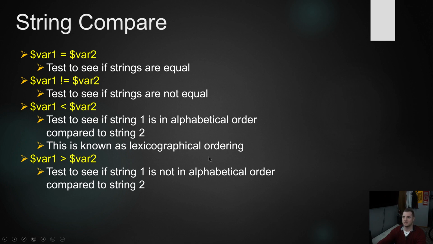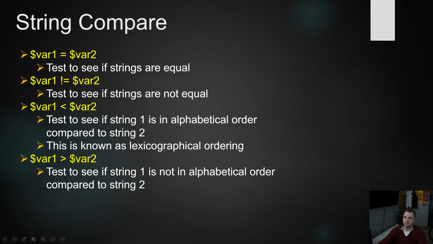Single equals tests to see if the strings are equal. An exclamation point and an equals tests to see if strings are not equal. The arrow bracket to the first variable, okay? This is going to test to see if string 1 is in alphabetical order compared to string 2. So you're comparing your first variable and your second variable, and then you're testing to see if it's in alphabetical order. Okay, and I'll give you an example of that here in a second.